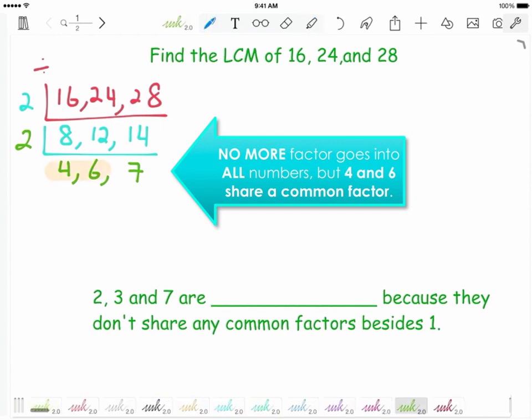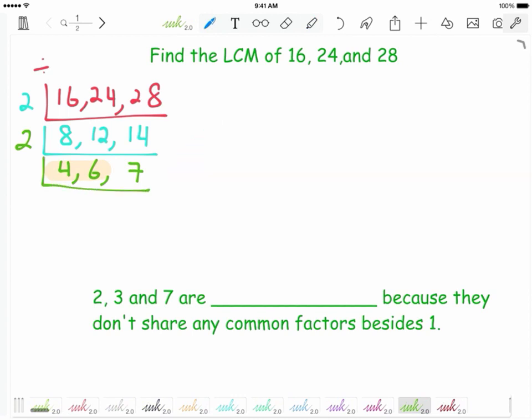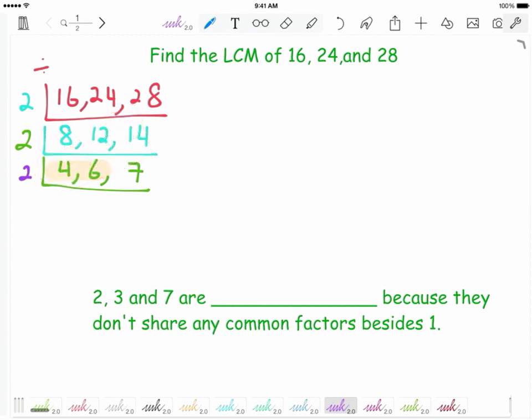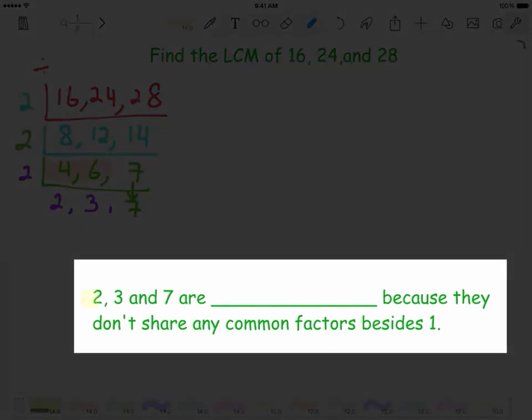However, 4 and 6 share a common factor, so now you work with the 2 numbers only. Both 4 and 6 can be divided by 2, which we call a partially common factor because it only goes into 2 of the 3 numbers, bringing 4 down to 2 and 6 down to 3. Since 7 was not used, you just drag it down. Now, none of them share any common factors, which means they are relatively prime.